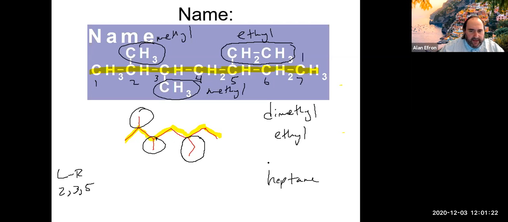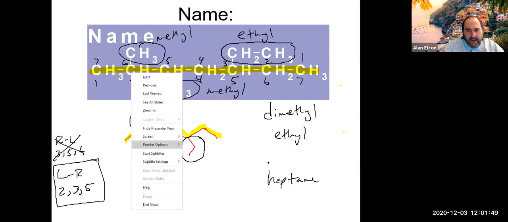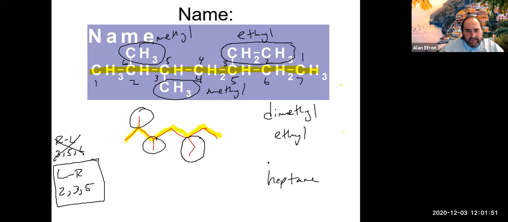We went the opposite way. We got 1, 2, 3, 4, 5, 6, 7. So right to left, we have a group at carbon number 3, it looks like. Carbon number 5 and carbon number 6. So those are larger numbers. So we would want to number left to right. So we would want to go with the bottom set of numbers there. And that pretty much is going to help us figure out everything that we need.